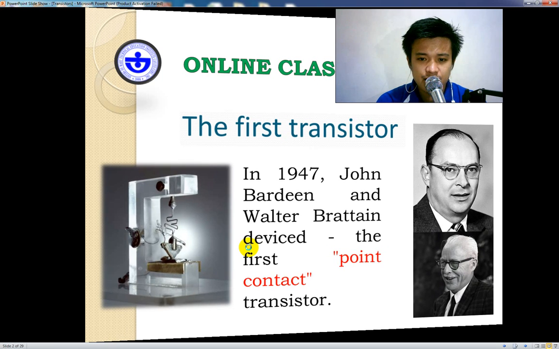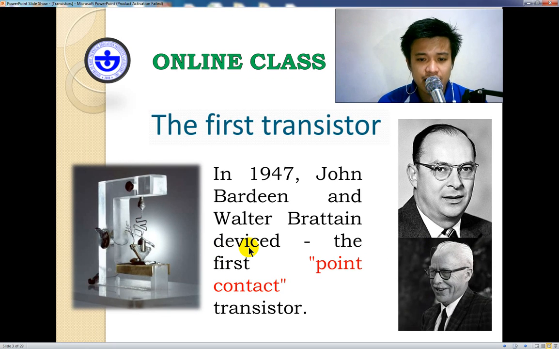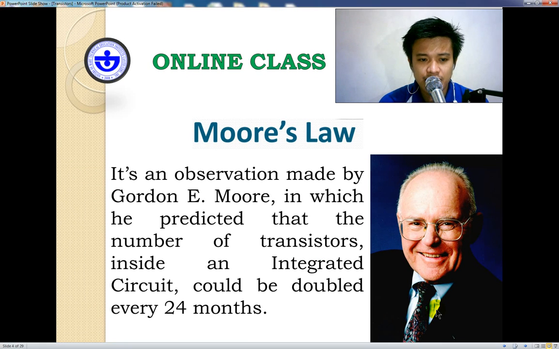Okay, so in the next part, here in 1947, it was discovered, or presented, by John Bardeen and Walter Brattain. This first transistor device, they called it a point contact transistor. Yes, this is the picture here. Above this picture is Mr. John Bardeen, and below is Walter Brattain. So this is Walter Brattain. Okay, I hope that is clear to everyone.